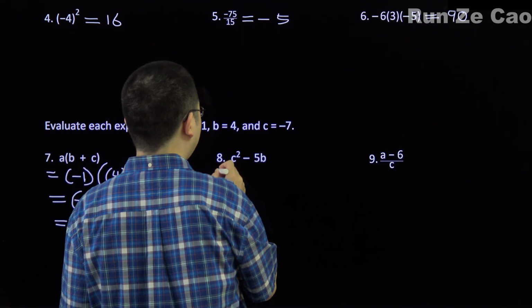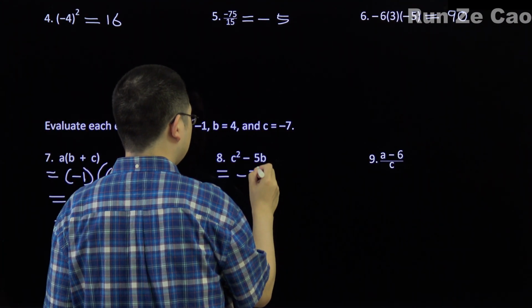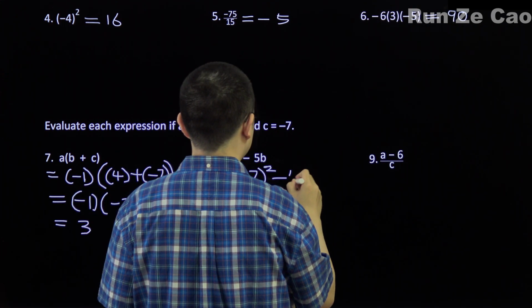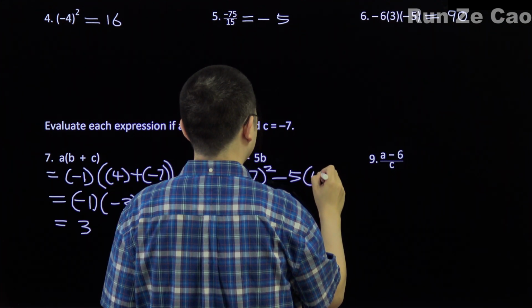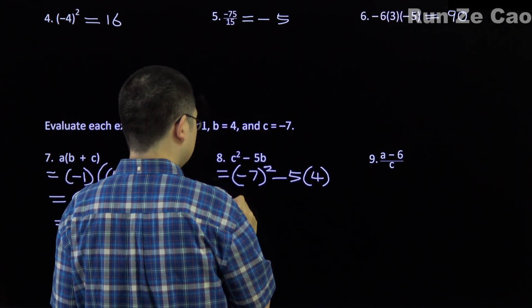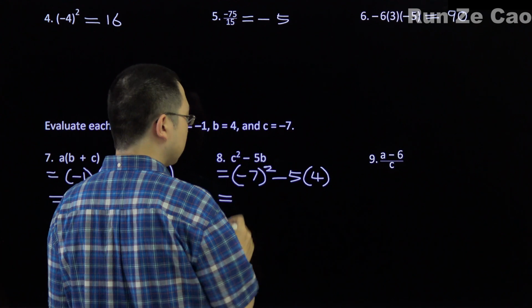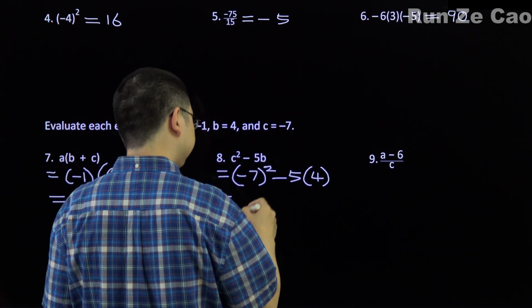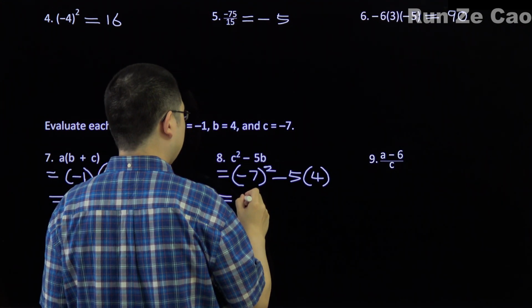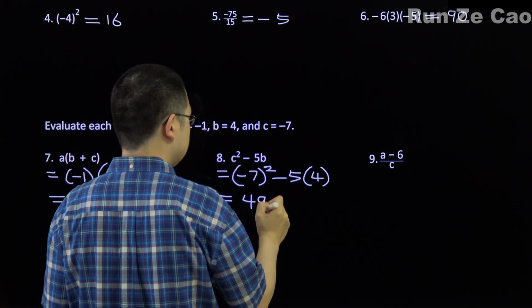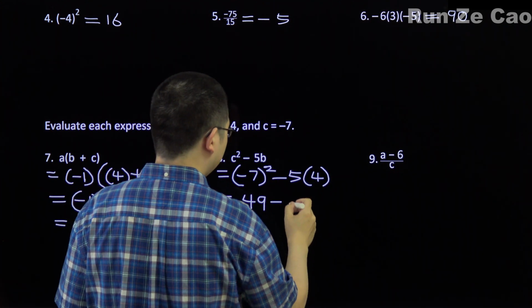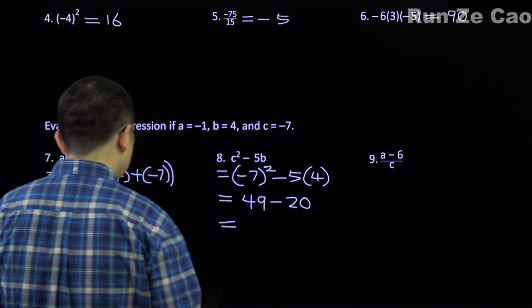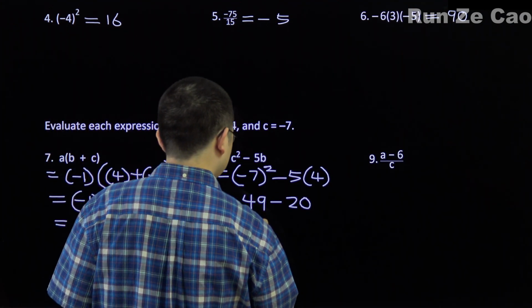C squared minus 5b, that's -7 squared minus 5 times b, which is 4. So -7 squared, -7 times -7, there are two negatives. Therefore, they cancel and we get 49. And minus 5 times 4, which is minus 20. So this is equal to 29.